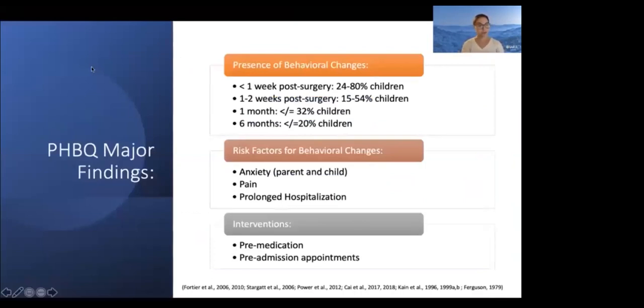Since its creation, the PHBQ has been the gold standard among the academic medical community for assessing behavioral changes following surgery and hospitalization, particularly following ambulatory surgeries such as tonsillectomies or adenoidectomies. Studies using the measure suggest that up to 80% of children undergoing scheduled medical procedures requiring anesthesia may exhibit some level of negative behavior change in the days following surgery, with this number steadily decreasing across the following weeks. Research has also found evidence that anxiety, pain, and prolonged hospitalization may be related to the presence of these behavior changes. Additionally, studies have shown that there are certain interventions, both medical and non-medical, that may mitigate some of these behavior changes.